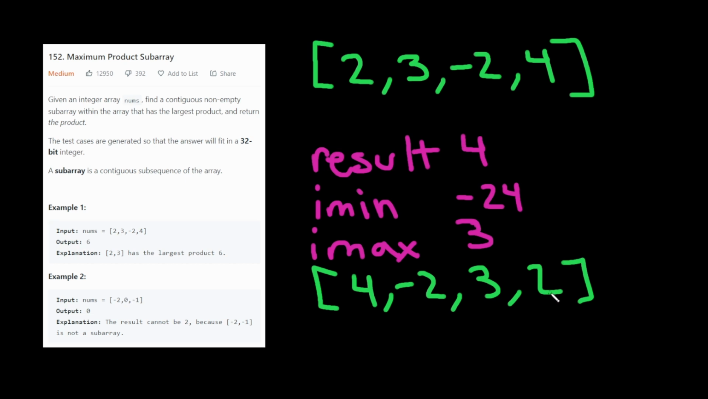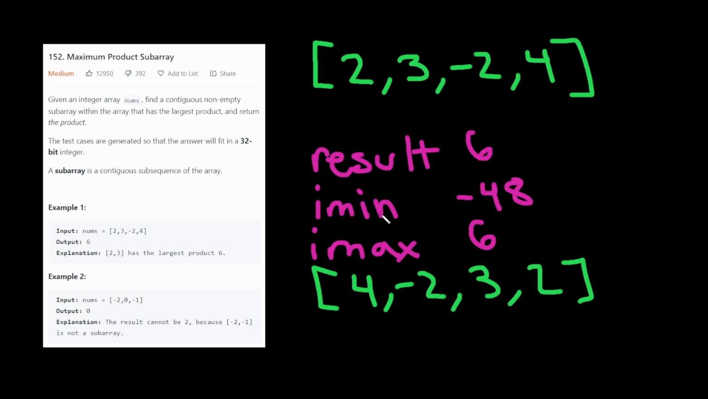Then we get to this 2. Imin becomes -48. Imax becomes 6. And result becomes 6 as well. So you can see that one pass works for either of these cases. That's basically because we're storing the local minimum and the local maximum in every iteration.